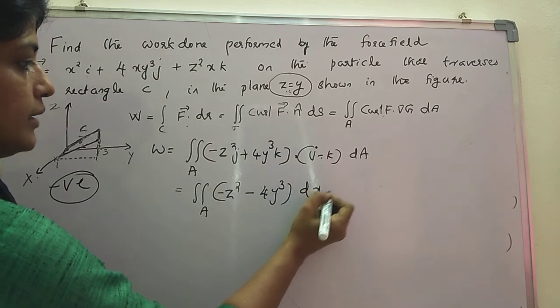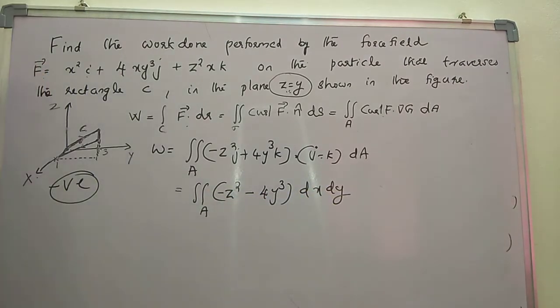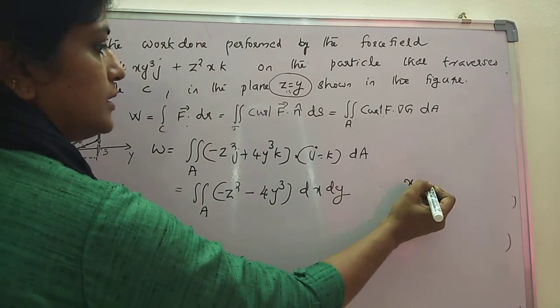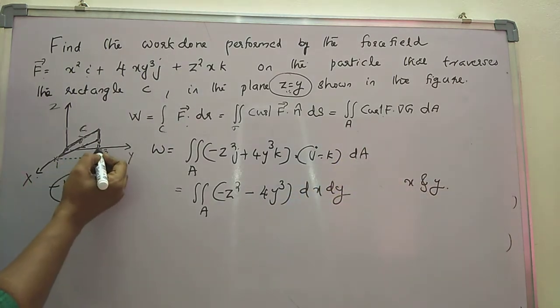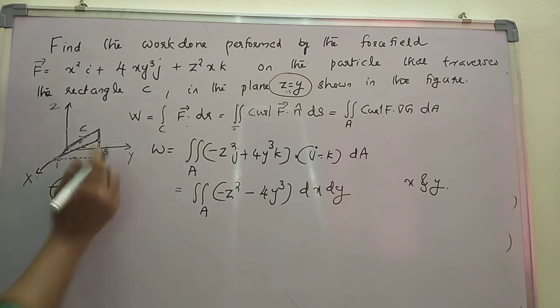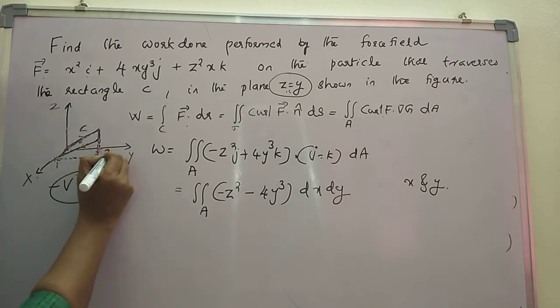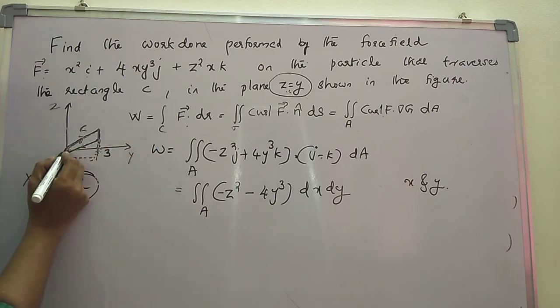Now dA is either dx dy or dy dx, that we take according to the figure. Now what you have to identify is the limit of x and y. You need not draw anything here; in the figure itself you can see the image is a rectangle in the xy plane, and whose coordinates are clearly given. Along the y it is given that it is 3. Along the x-axis it is given 1.